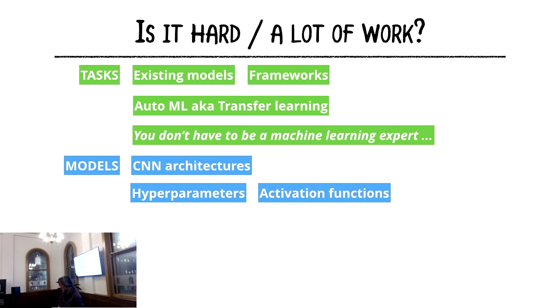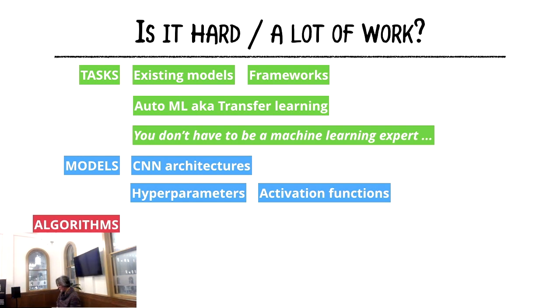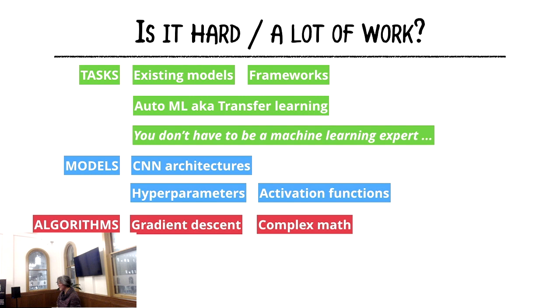If you've looked at online courses on ML, or some of the books that are out there, you've probably seen a lot about writing or coming up with efficient algorithms. And they talk about things like gradient descent, and there's a lot of complex math.